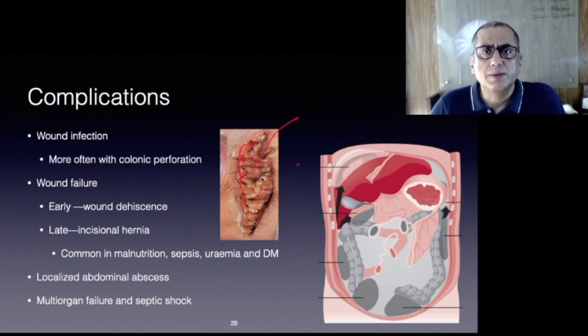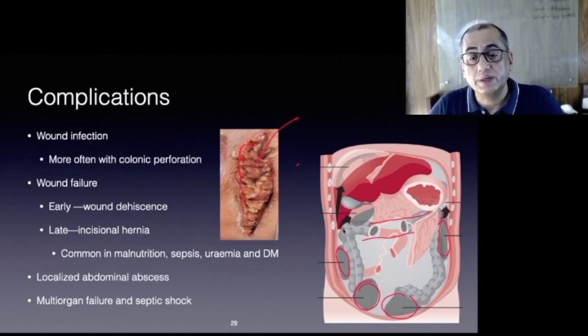Now, localized abdominal abscesses may develop. This is the infracolic compartment, and here are the common sites of the abscesses. This is an appendicular abscess. This is a pelvic abscess, a paracolic abscess on the right side, and then on the left side.